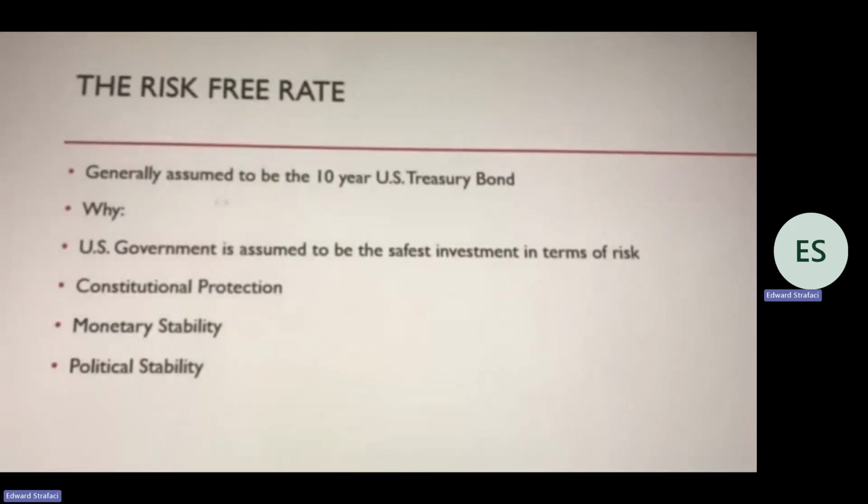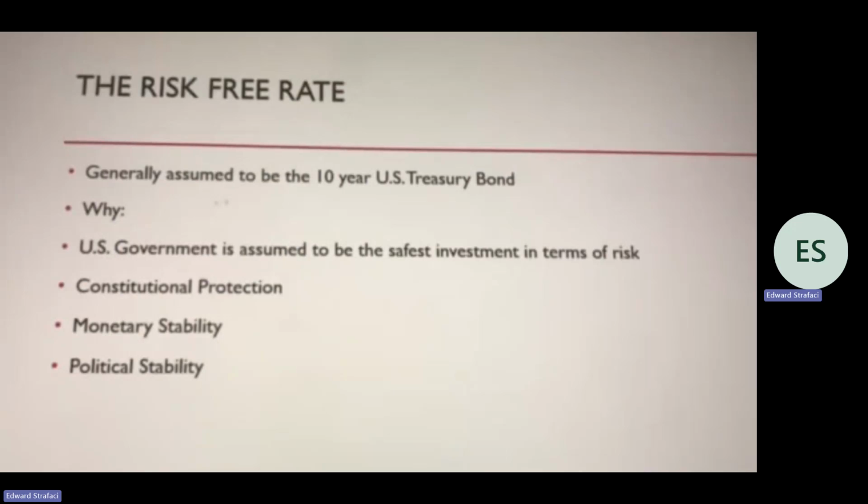What is the risk-free rate? Well, first of all, you have to earn the risk-free rate before you decide to take risk. A rational investor, and not all investors are rational, would obviously want to take a return that has no risk before they would introduce risk into their portfolio. So the markets generally assume that the 10-year U.S. Treasury bond is the risk-free rate, and that it's riskless.